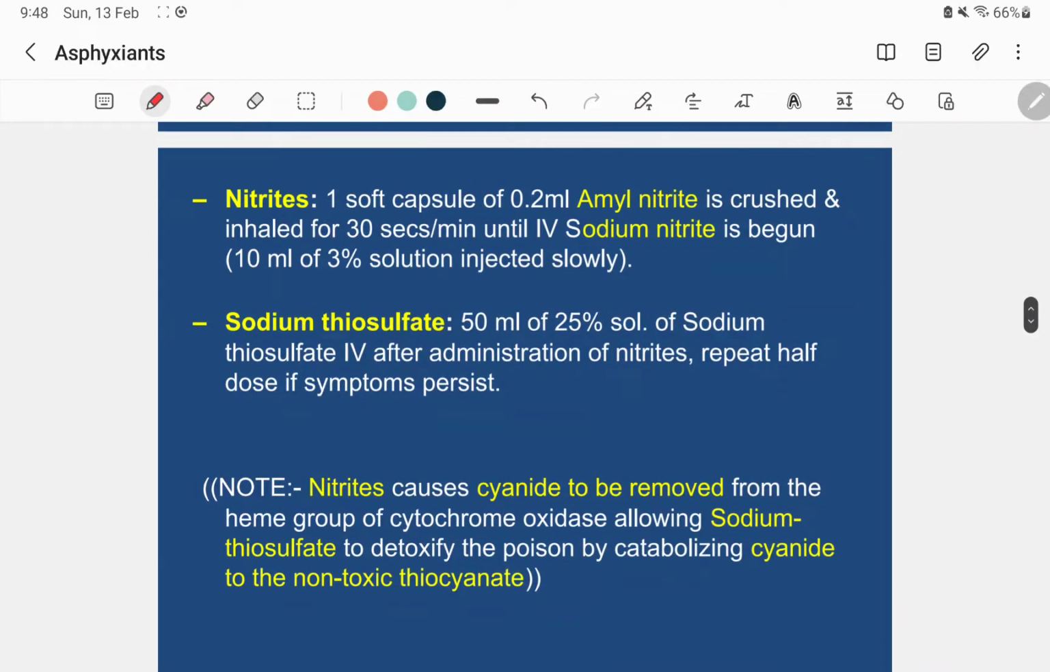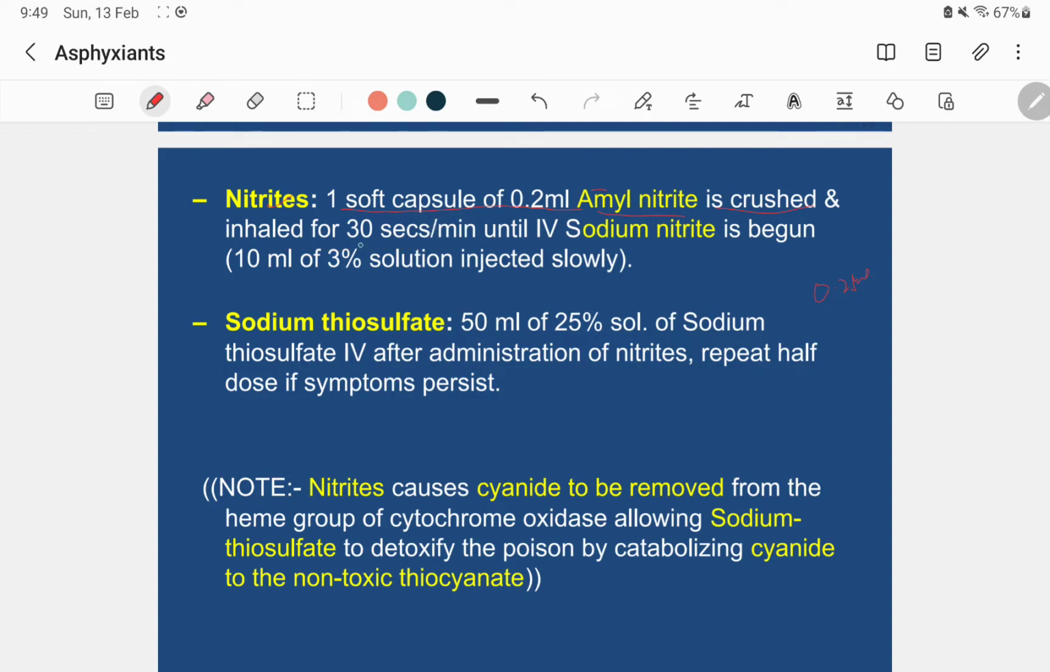Nitrite comes as one soft capsule of 0.2 ml amyl nitrite. It is crushed and inhaled for 30 seconds per minute until IV sodium nitrite is begun. Then comes sodium thiosulfate.